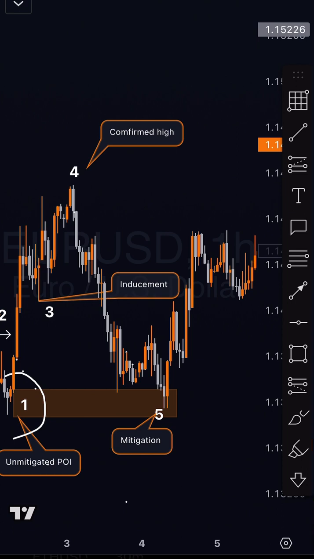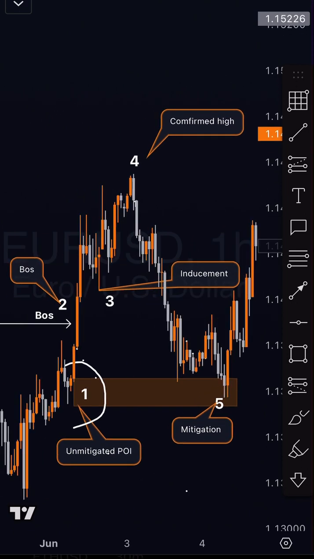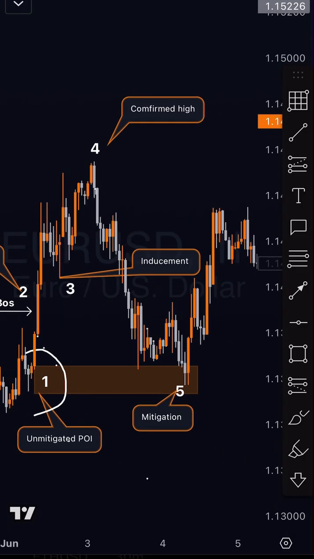Okay, so step one, unmitigated. Step two, break of structure. Step three, inducement. How do you look for inducement? How do you know that this is inducement? The valid pullback, guys. All right. Step four, confirmed high. Step five, mitigation process.